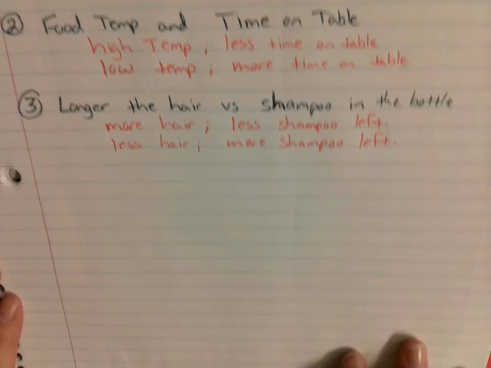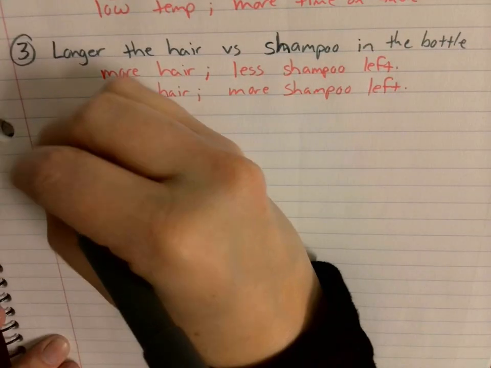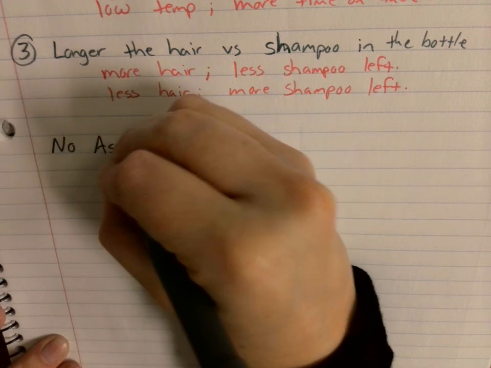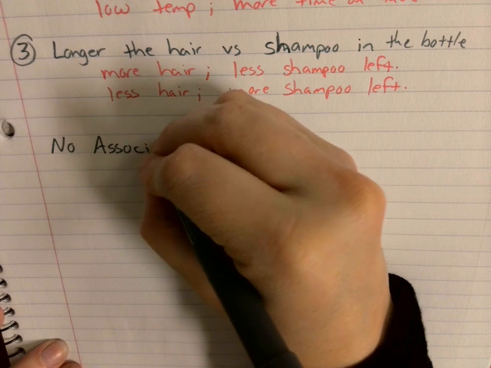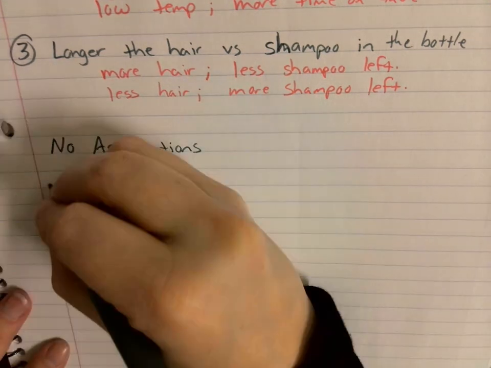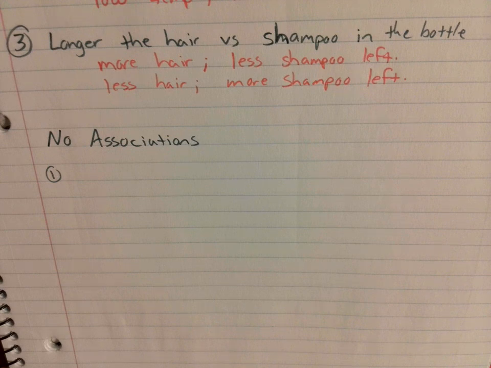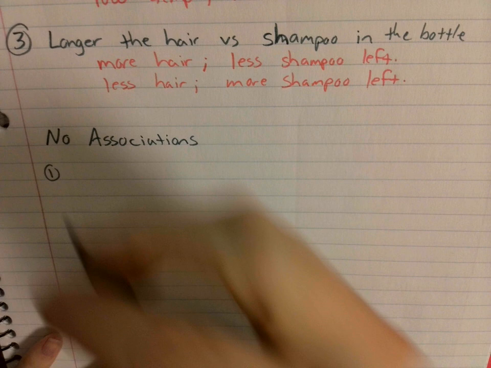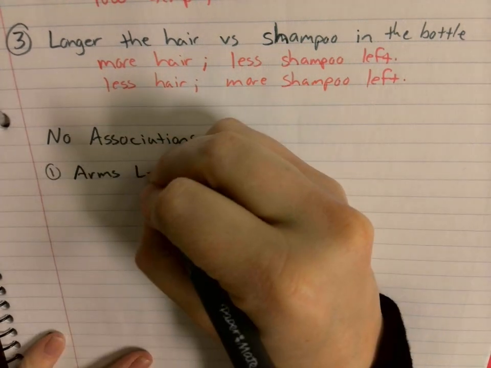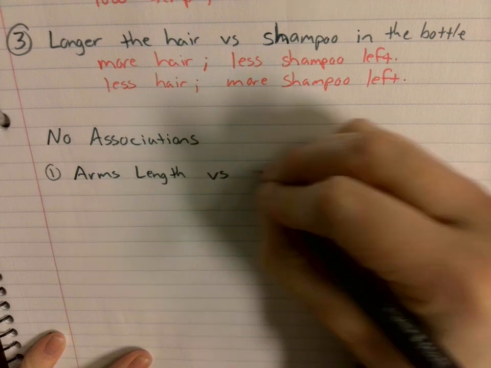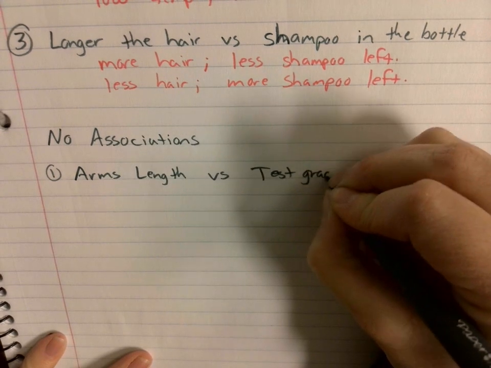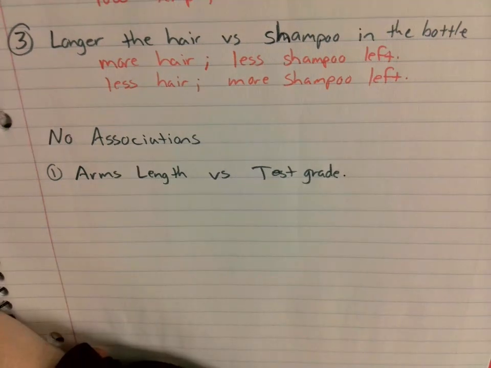All right. And then things that have no association whatsoever, meaning that they're not going to have any kind of effect. So the length of your arms to the amount of points that you're going to score on your test. Does the length of your arm dictate how you're going to do on your test? No, unless it's a stretching test. But it has no effect whatsoever, okay? So arm length versus test grade has absolutely no effect.